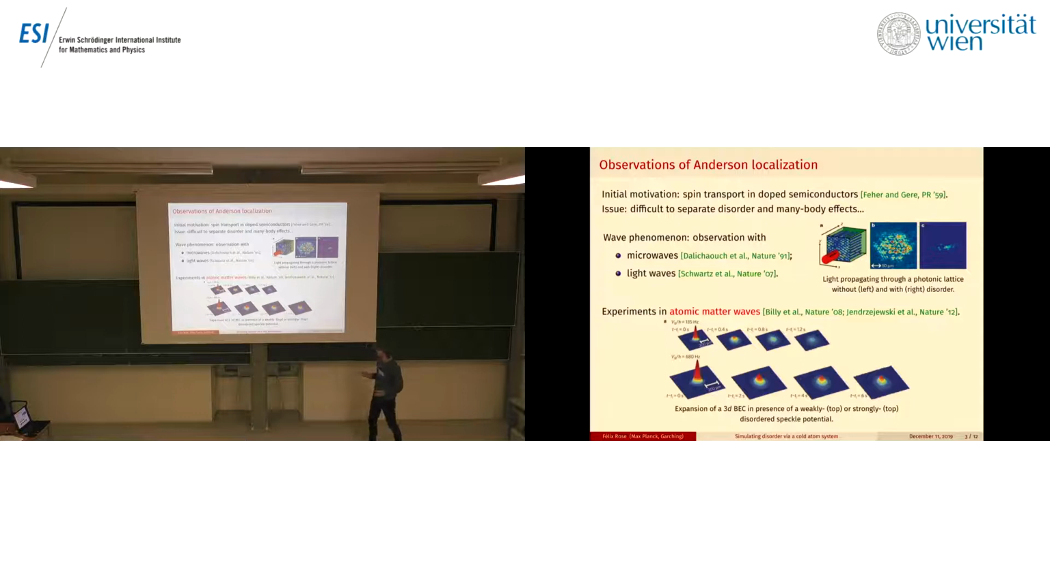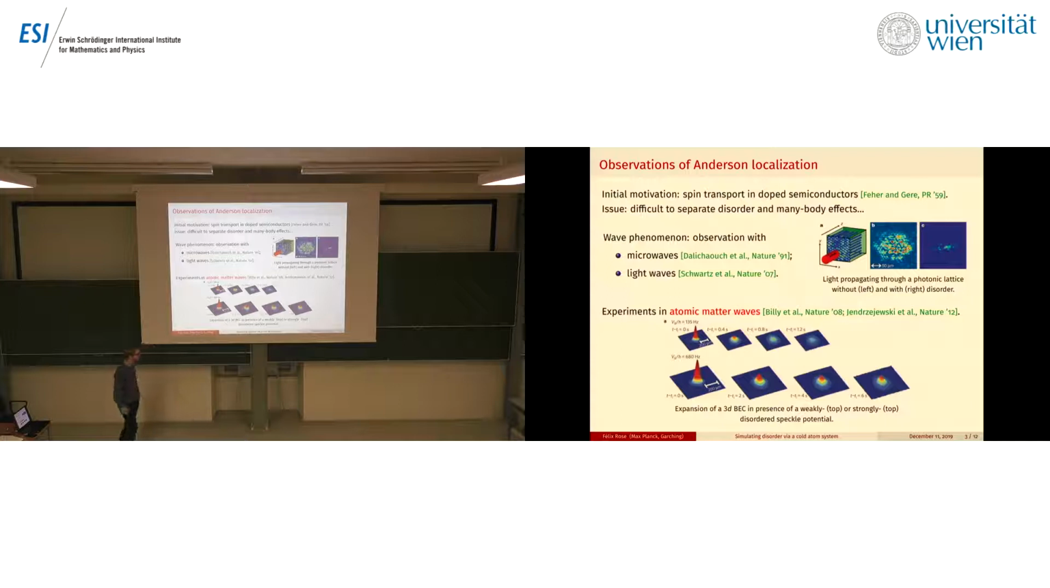Here I'm talking about experiments with microwaves or light waves. For instance, they realized a photonic lattice in the transverse XY direction, and they shine light at it. They can add disorder in this transverse direction, and depending on the strength of the disorder, either the light wave propagates transversely or it does not.